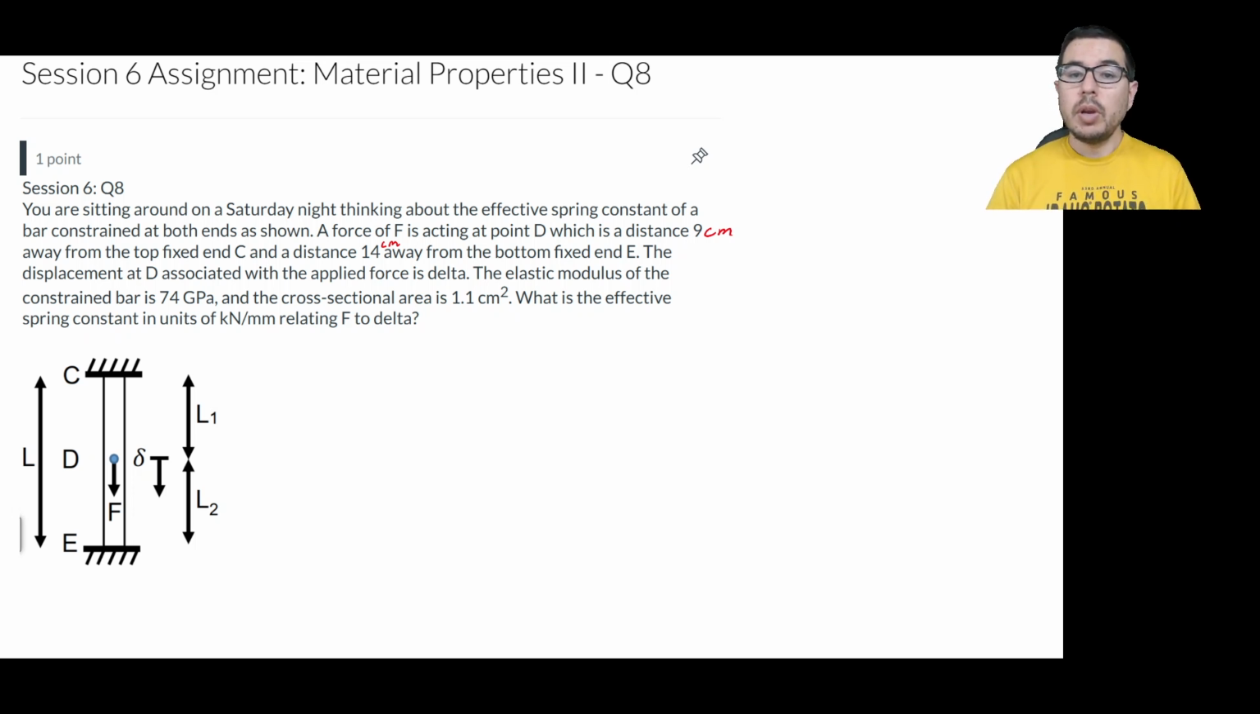For this problem, we're interested in figuring out what the effective spring constant is between this force applied at a location along this bar and the delta measured at the location where this external force is being applied. To get started, we might draw an effective construct that thinks of these different portions of the long bar as springs. So we might have a K1 for this region here, and a K2 for this region below where the force is being applied.